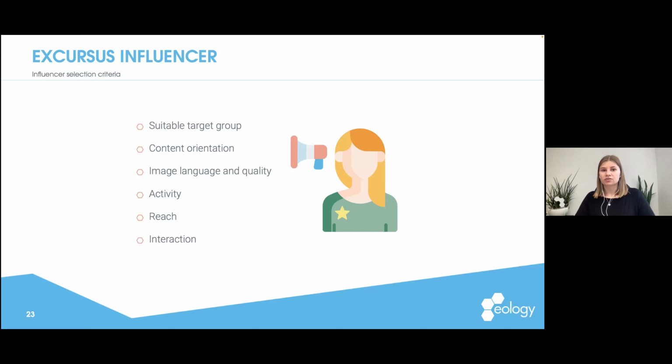Of course, the content orientation is also an important criterion. The image and language quality: of course, you want a high quality influencer that fits the quality of your content marketing campaign. It has to be about activity, online reach, and interaction. It's a time where influencers can buy followers on Instagram, so the number of followers is not always the one point. You look at their interaction, the reach, how many people they're reaching. These are the factors you have to keep in mind.